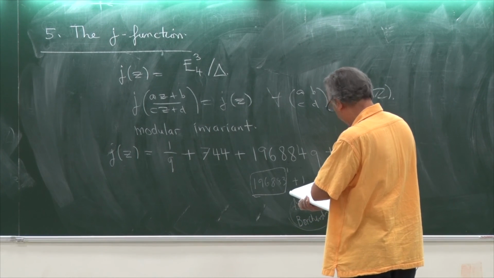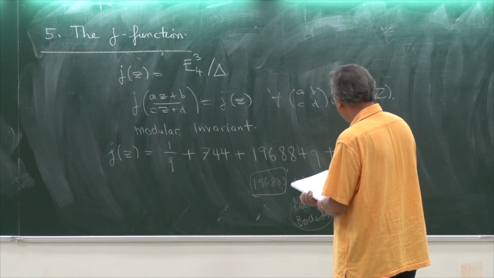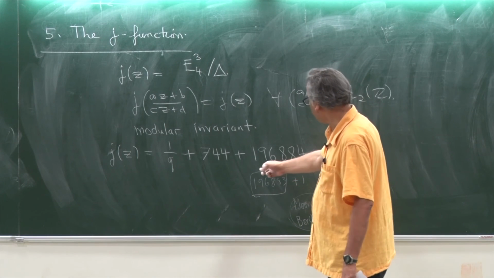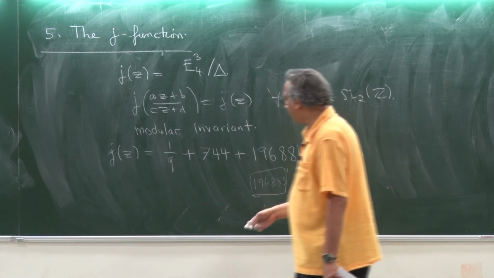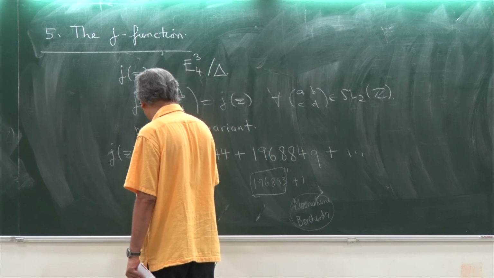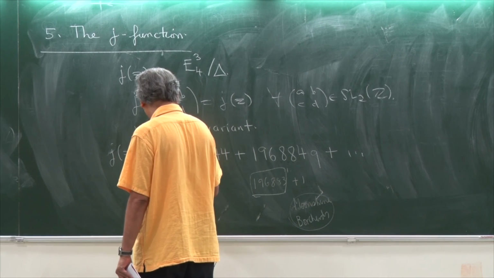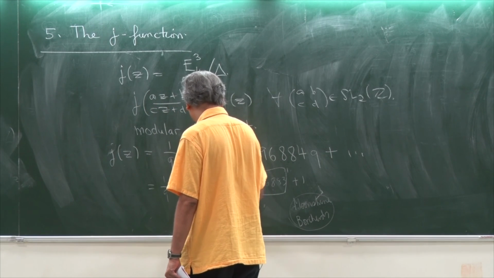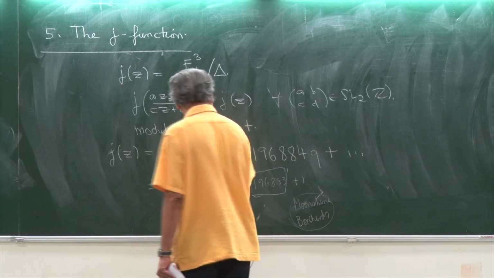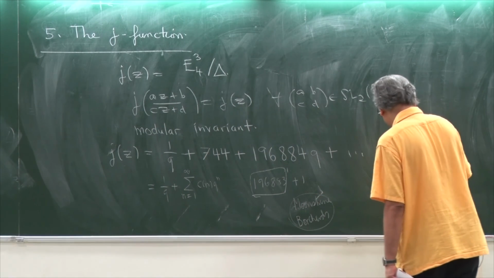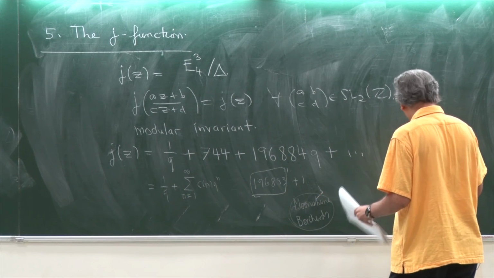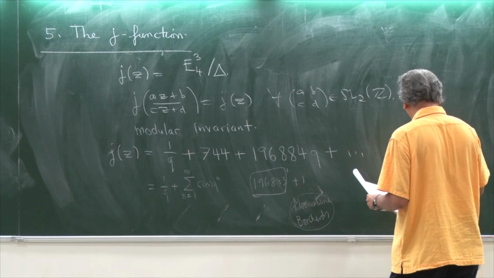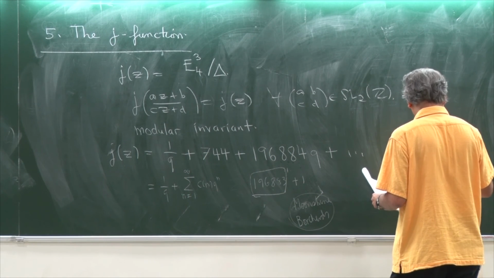The other thing, before we stop for the day, is to mention the growth of these coefficients. As you can see, it's already pretty big. These coefficients have exponential growth. So let's say I write this as 1 over q plus the sum of c of n, q to the n, n equals 1 to infinity. Then it turns out that c of n is asymptotic to e to the 4 pi root n over square root 2 n to the 3/4.